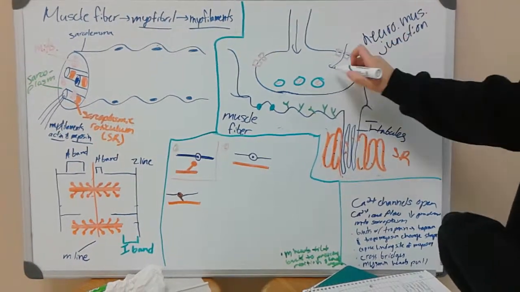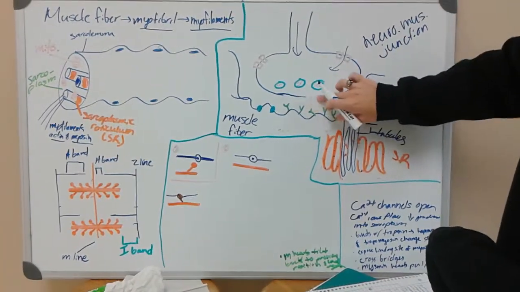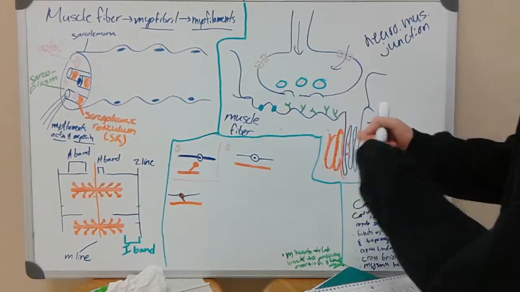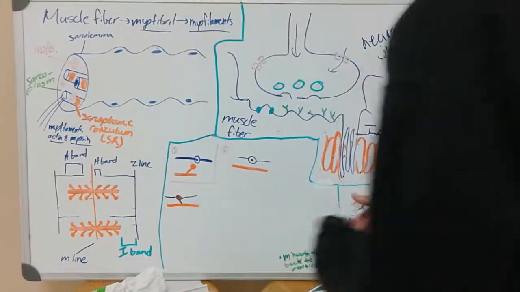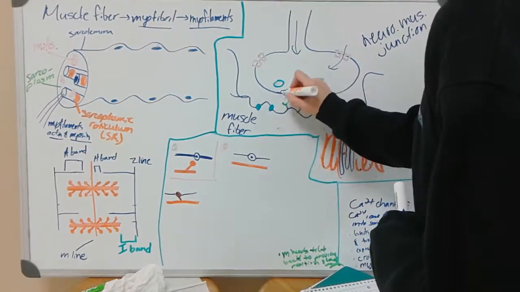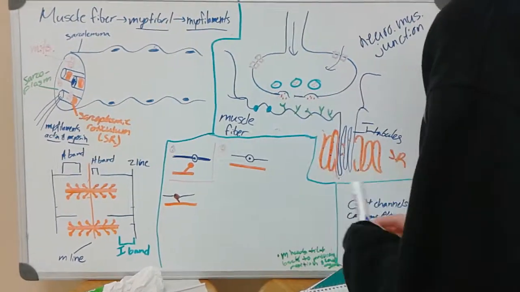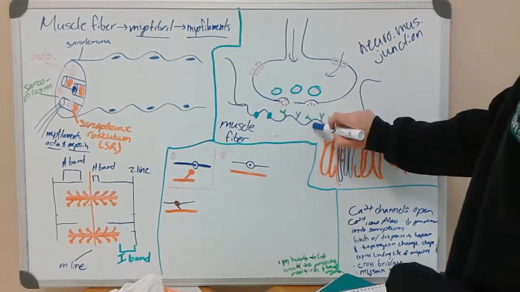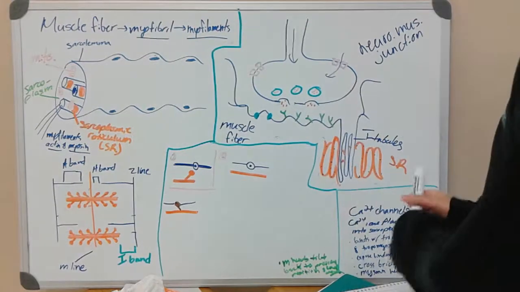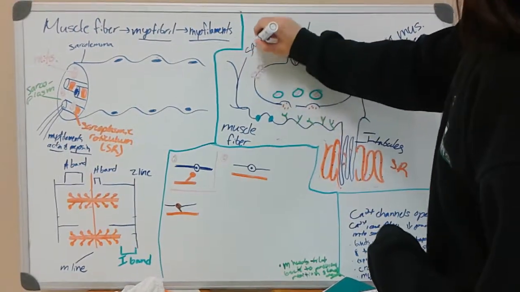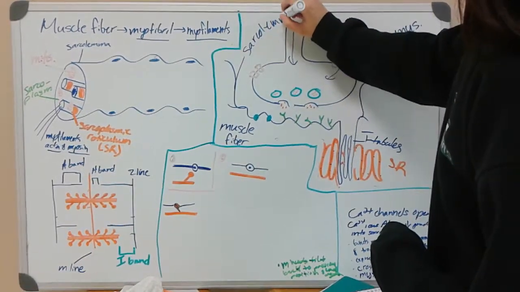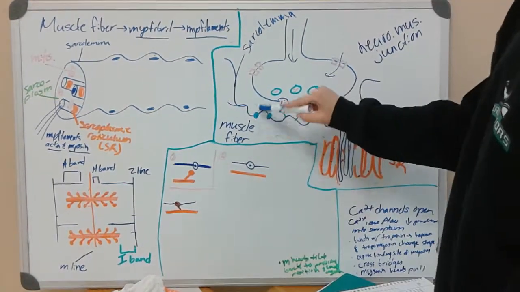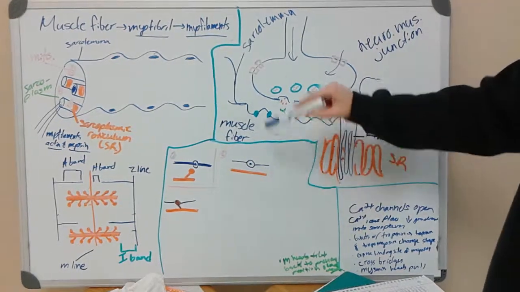It causes the vesicles to fuse with the membrane, and then the ACh within them is released into the synaptic cleft via exocytosis. It diffuses across the synaptic cleft to bind with the protein receptors on the sarcolemma. So this is the sarcolemma. Then the sodium channels are stimulated to open, and an influx of sodium comes in.